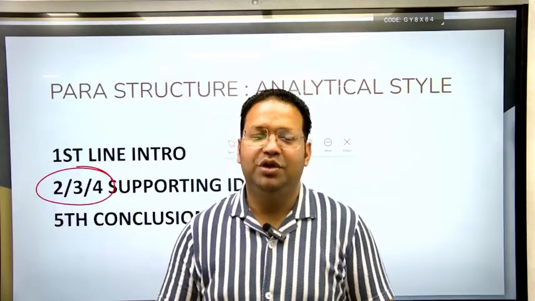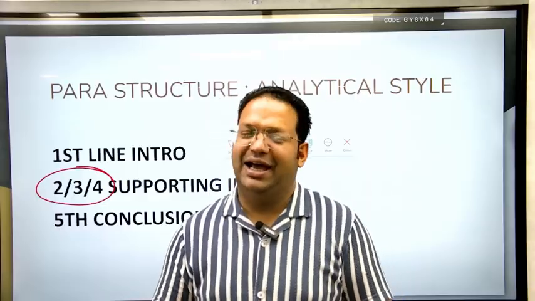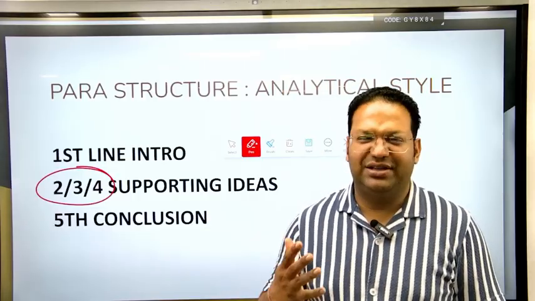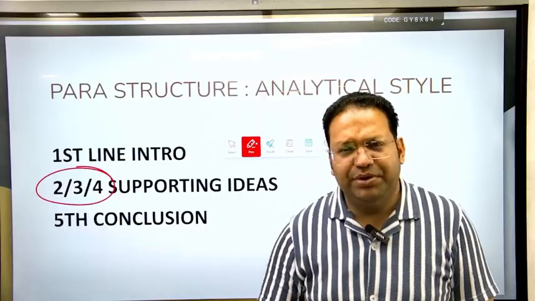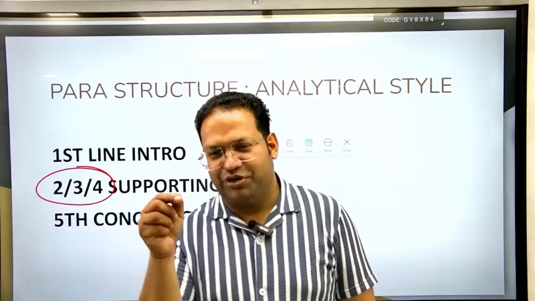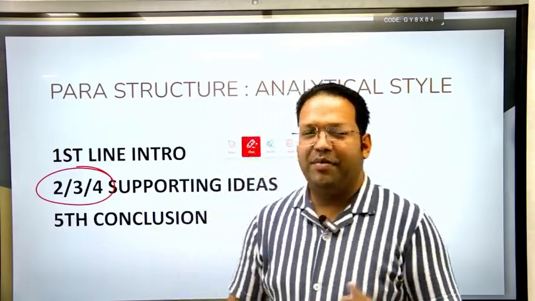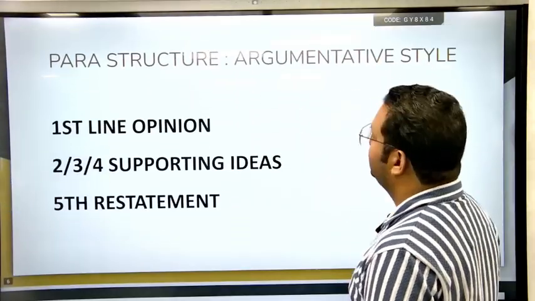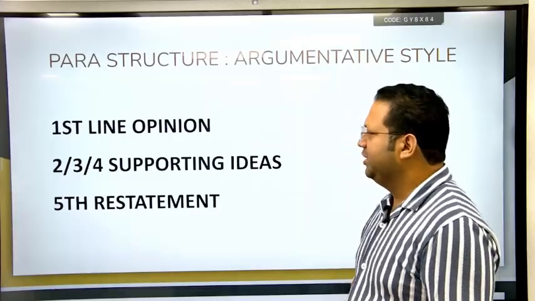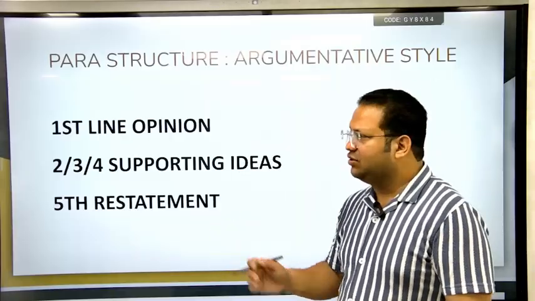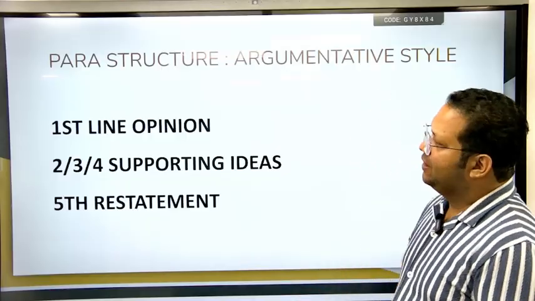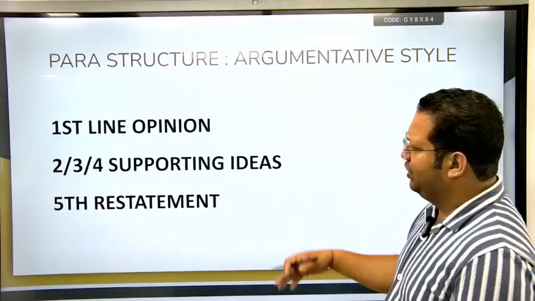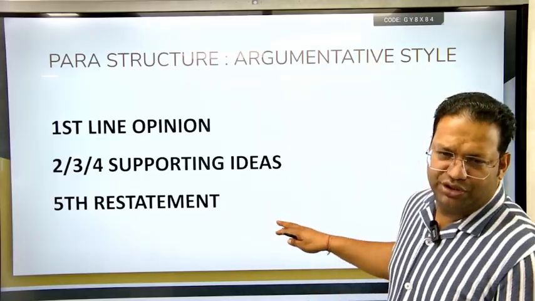However, I'm going to give you ideas. I'm going to give you all the tricks and techniques. But I feel that when you do parajumbles, all those tricks and tips will help you, but it is totally your discretion at the time you put down your answer. Right. Coming back to what I was discussing, next slide, para structure, argumentative style. First line opinion, 2, 3, 4 supporting ideas, 5th is a restatement. There can be an opinion followed by supporting ideas of that opinion, and a restatement over there. So you may also face this kind of question.